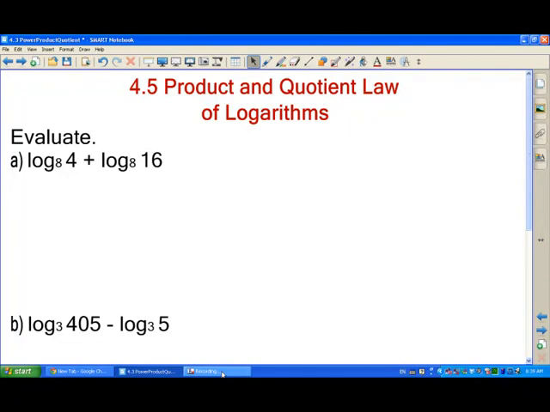Yesterday we went over the laws themselves and did a few examples, and I just wanted to put this video online to give you some other additional examples of how we can apply the product and quotient laws. So let's look at example A.